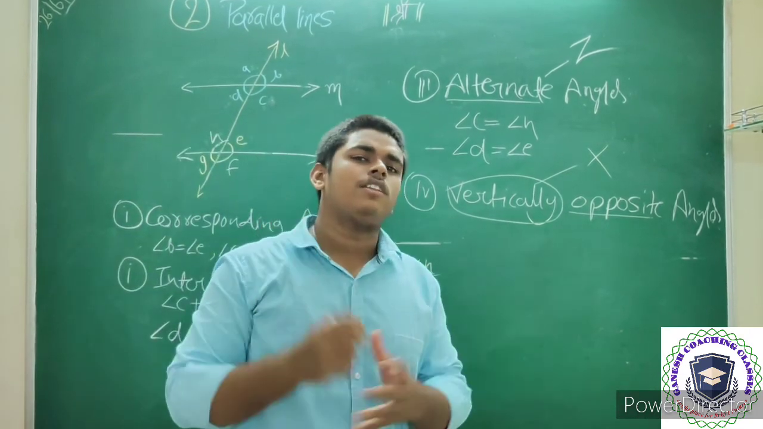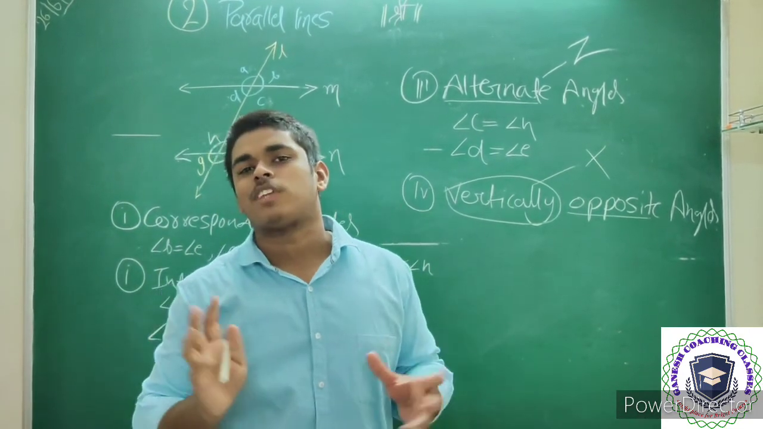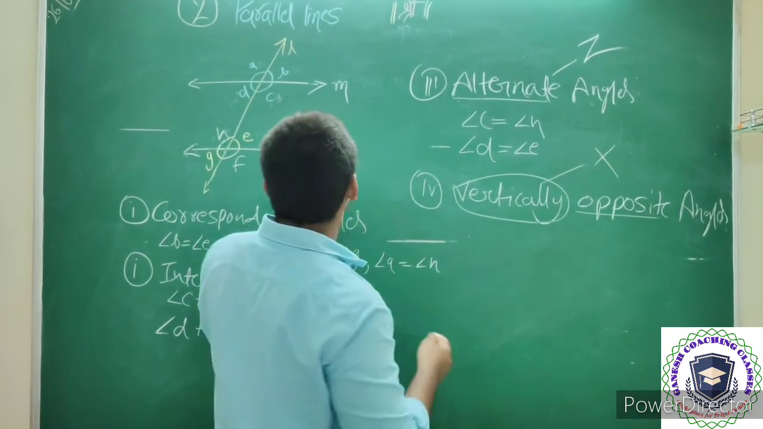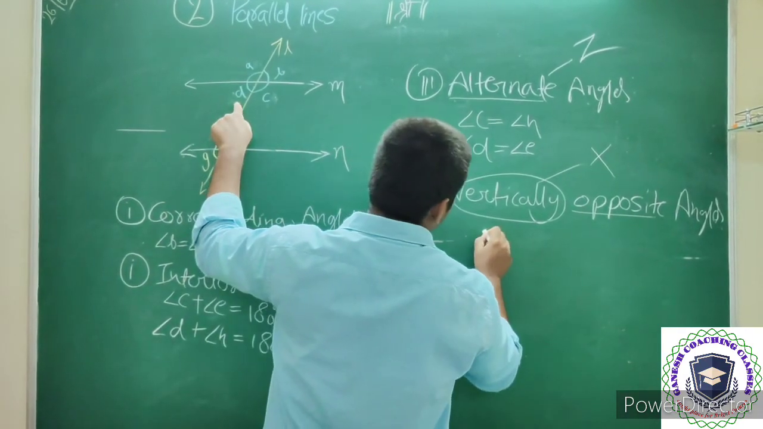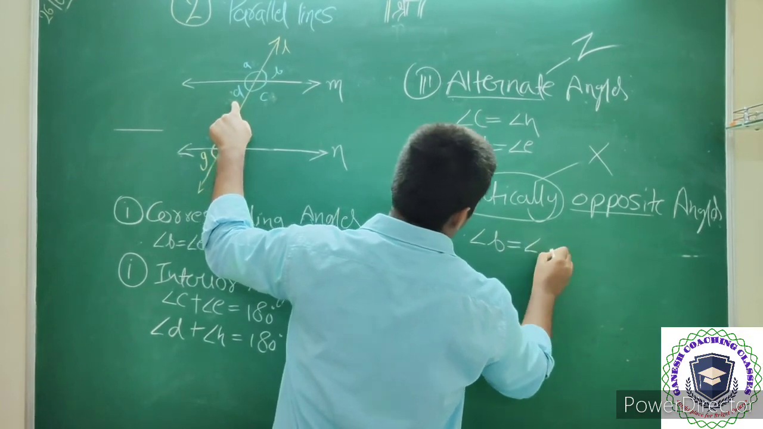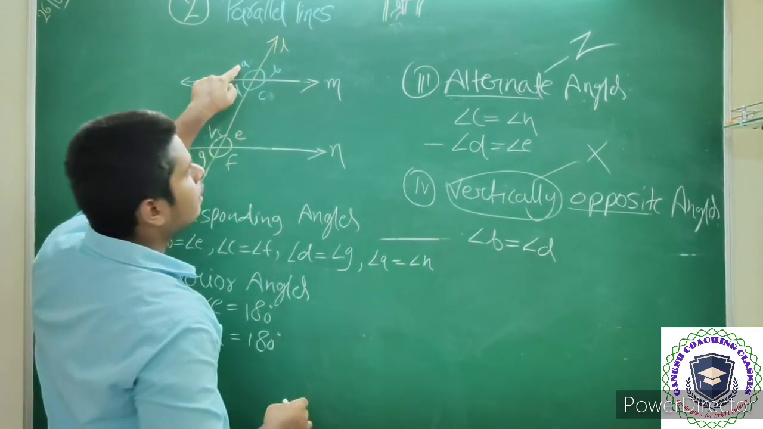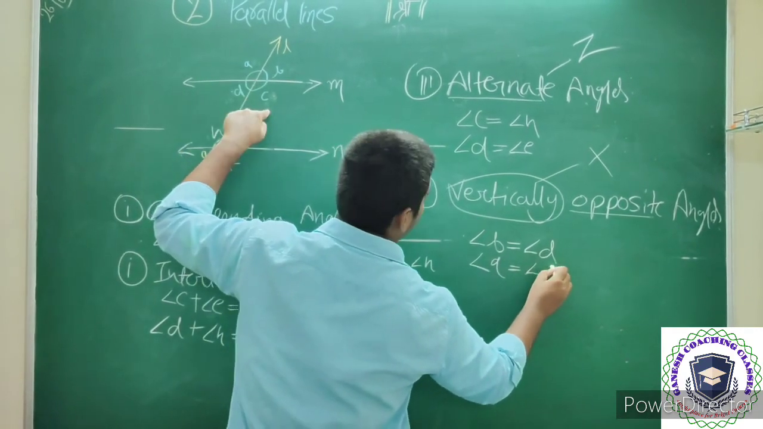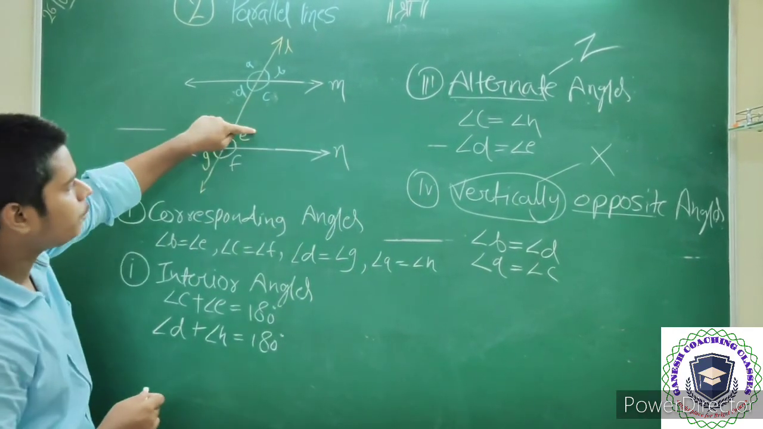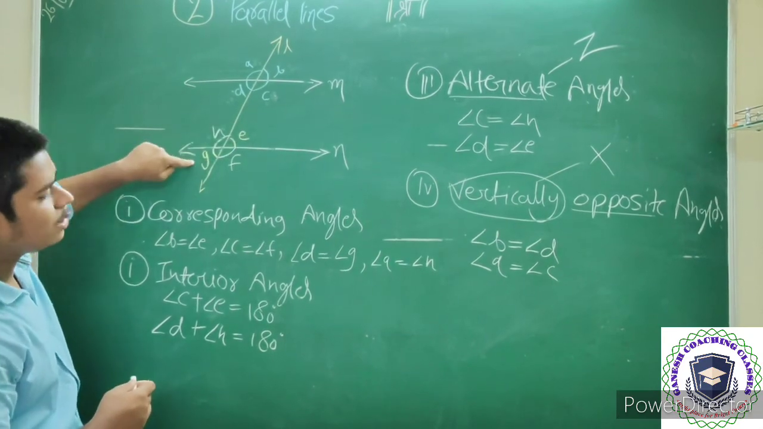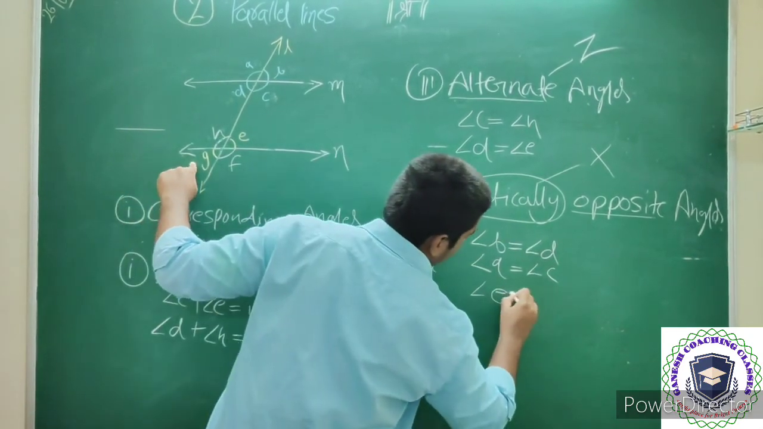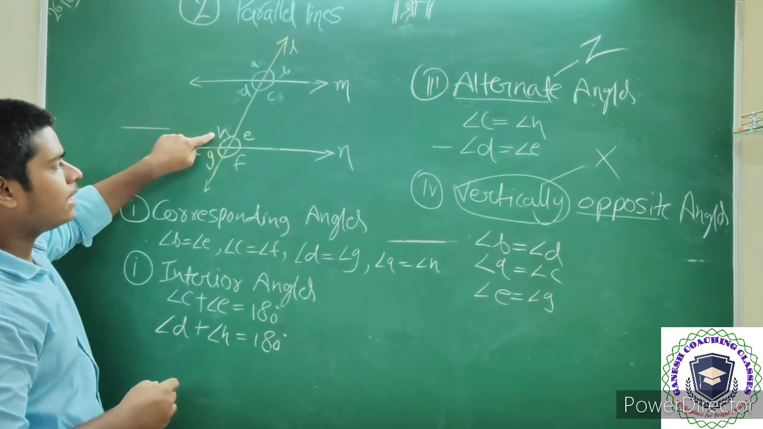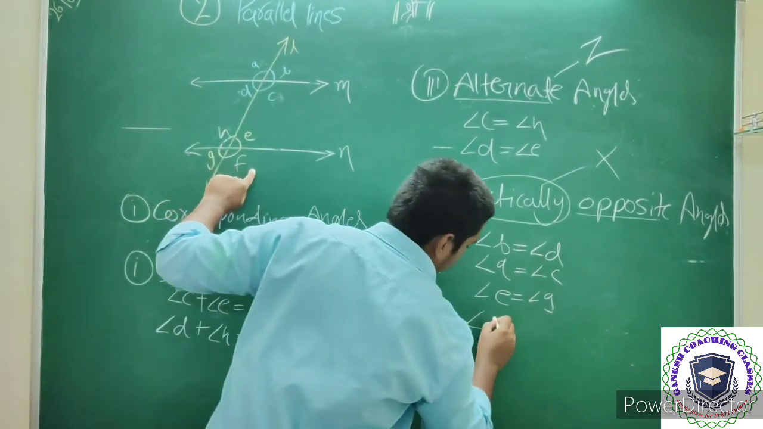As we learned the property of vertically opposite angles, vertically opposite angles are congruent. So angle B is equal to angle D, first pair. What is the second pair? Angle A is equal to angle C. What is the third pair? Angle E is equal to angle G. And what is the fourth pair? That is angle H is equal to angle F.